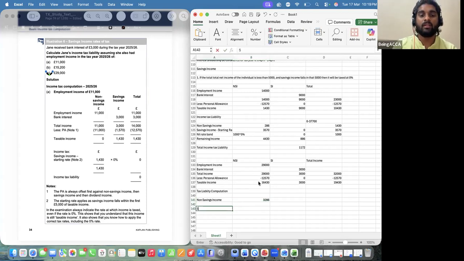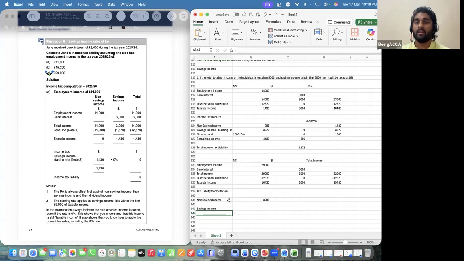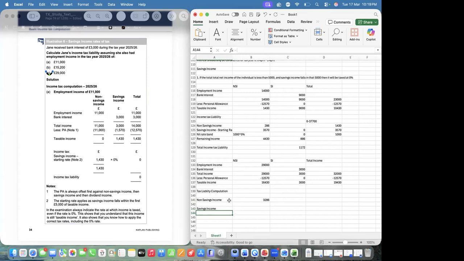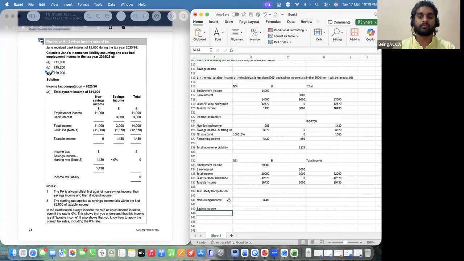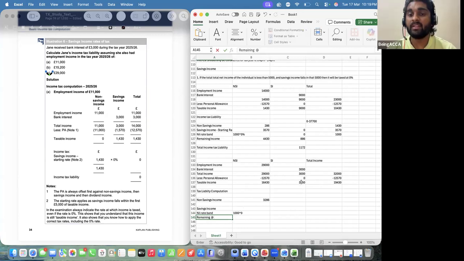Next, we will move on to savings income. Now, does savings income fall into the first 5,000 of the total income? No, sir. It is not. So is the starting nil rate band available? No, it's not. Next, is he a basic rate taxpayer or higher rate taxpayer? Basic. So how much nil rate band is available? 1000. Nil rate band 1000 into 0. Correct? Now, how much savings income is remaining?